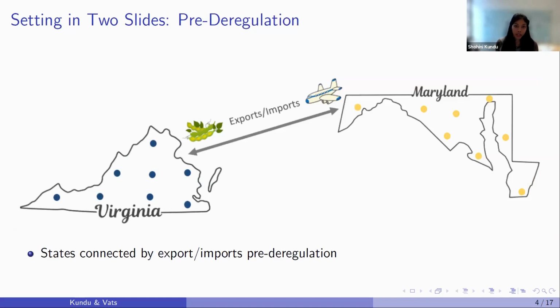So the idea is the following. Suppose there are only two states in an economy: Virginia and Maryland. Virginia's chief exports are soybeans, and Maryland's chief exports are airplanes. Prior to deregulation, the only way these states are connected is through an export-import channel. You can see that these blue dots are banks in Virginia and the yellow dots signify banks in Maryland. And so the only way these states are connected is through trade.